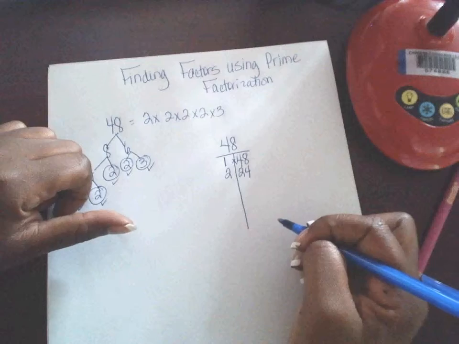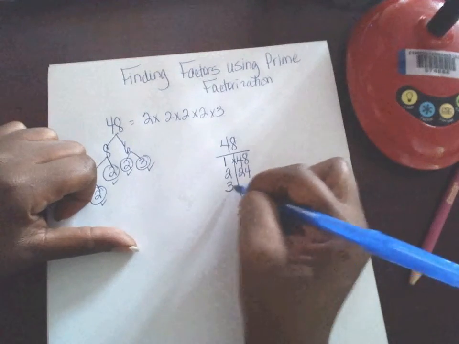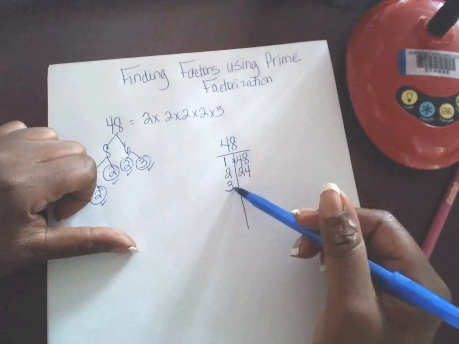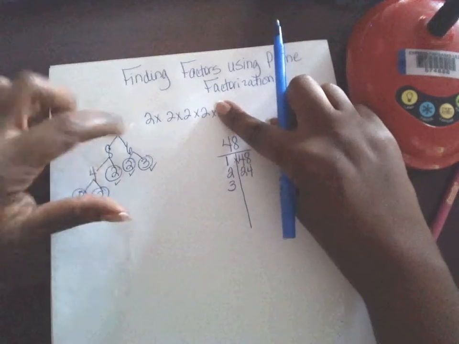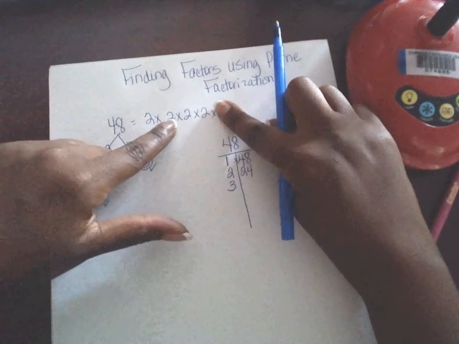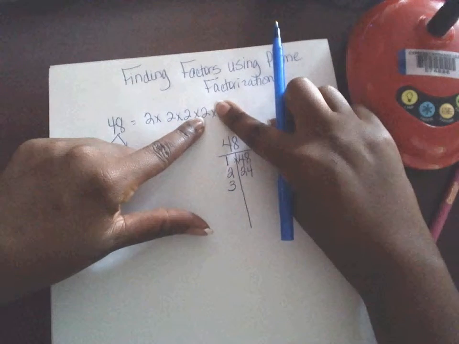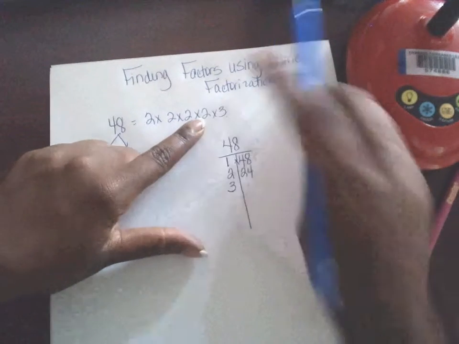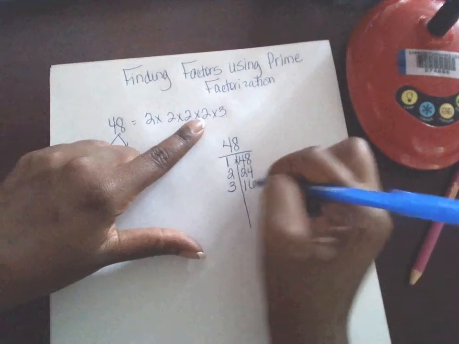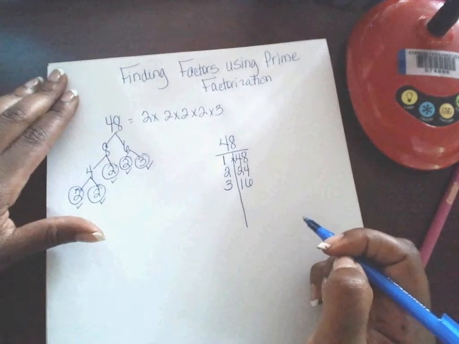Okay? Now I move to the next number, 3. I see a 3, I write a 3, I cover 3. 2 times 2 is 4. 4 times 2 is 8. 8 times 2 is 16. Okay? Do I see a 4?